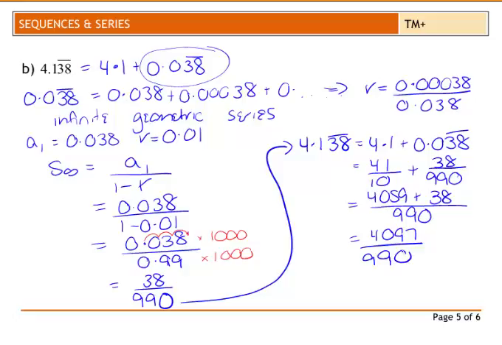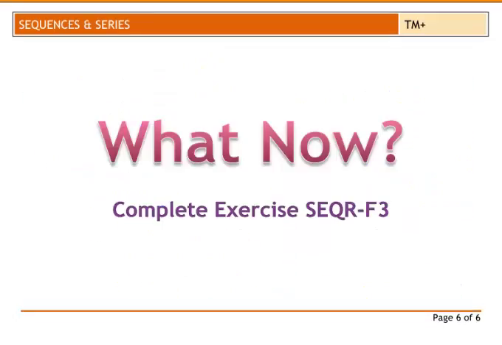Now you should check on your calculator whether you can reduce it. Just do the 4097 fraction button 990 to see whether it reduces. But you leave it as an improper fraction. It can't be reduced, therefore 4.138 with 38 recurring is equivalent to 4097 over 990. Okay, what now? Practice. Exercise Seqr F3 of your textbook.